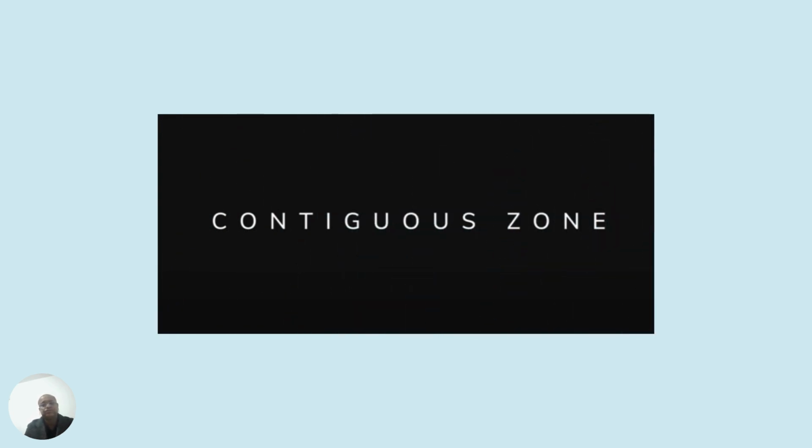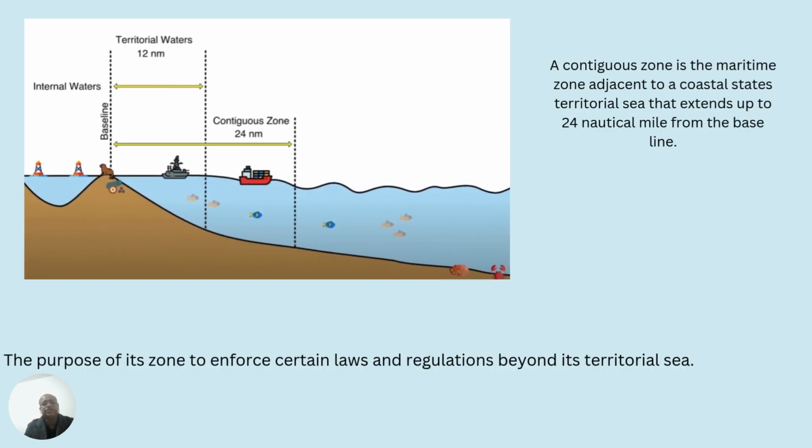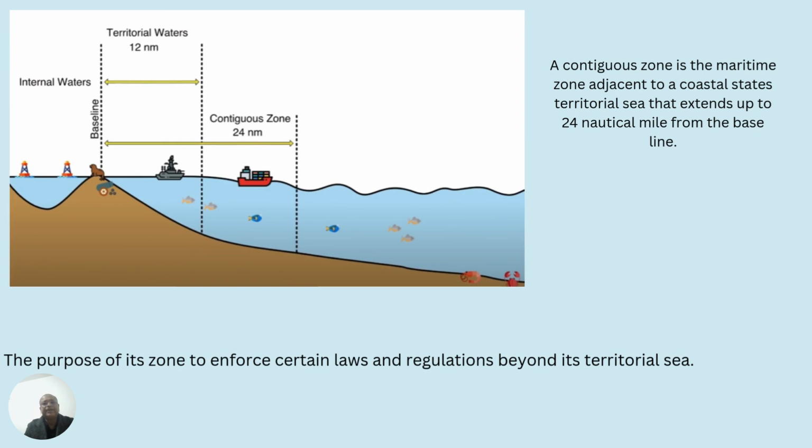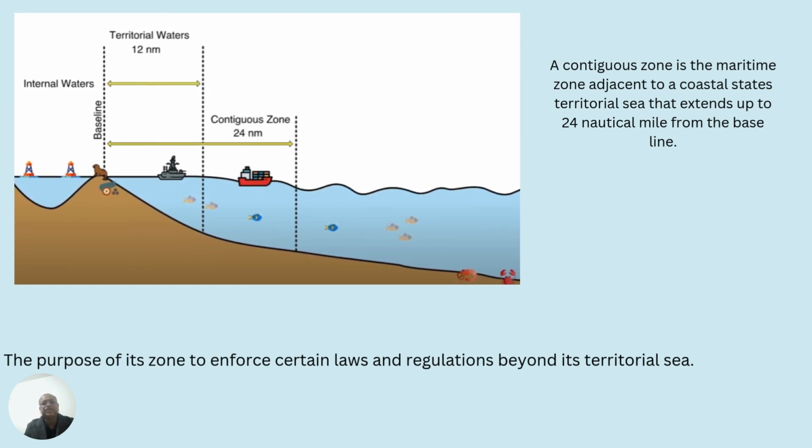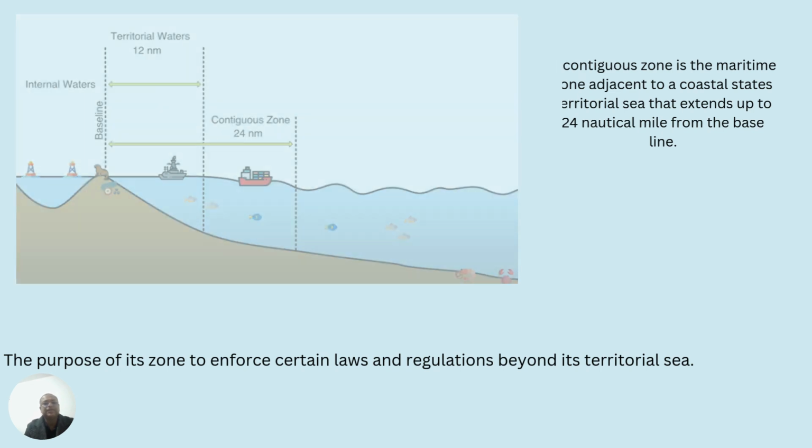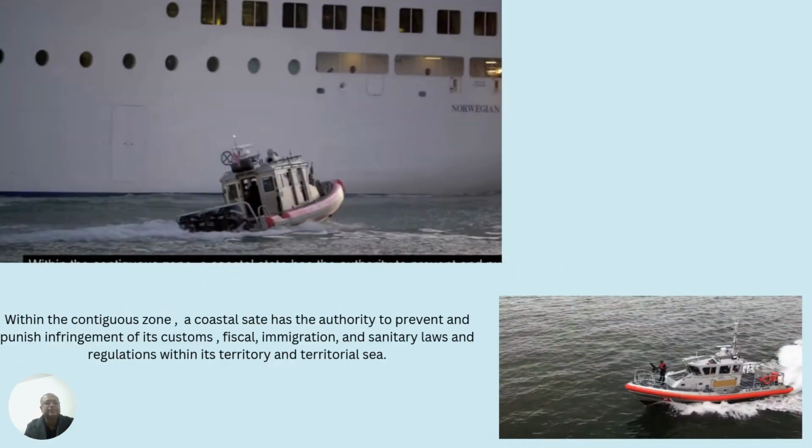Contiguous zone. A contiguous zone is the maritime zone adjacent to a coastal state's territorial sea that extends up to 24 nautical miles from the baseline. The purpose of this zone is to enforce certain laws and regulations beyond its territorial sea. Within the contiguous zone, a coastal state has the authority to prevent and punish infringement of its customs, fiscal, immigration, and sanitary laws and regulations within its territory and territorial sea.